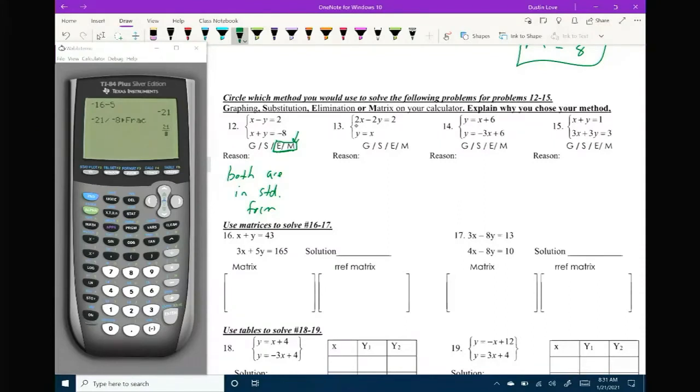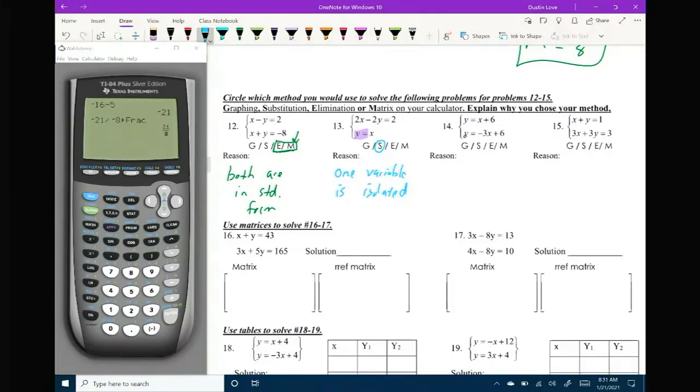Top one, or number 13, top equation is in standard form. Bottom equation is y equals, so I've got variable equals. That means that I am going to be using substitution. Substitution is because I have one variable isolated.